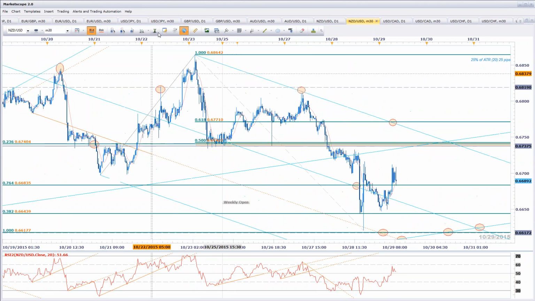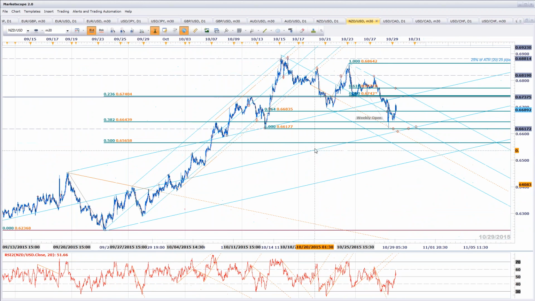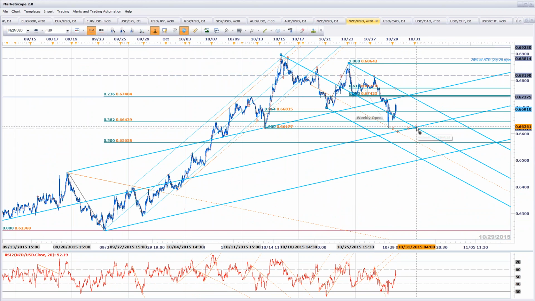The lower median line parallel, or the median line rather, of the structure we broke out of earlier in the month, comes right along that low from October 13th into tomorrow's U.S. open. And then the confluence of the median line for the current structure comes in just ahead of it, heading into the close of the week.